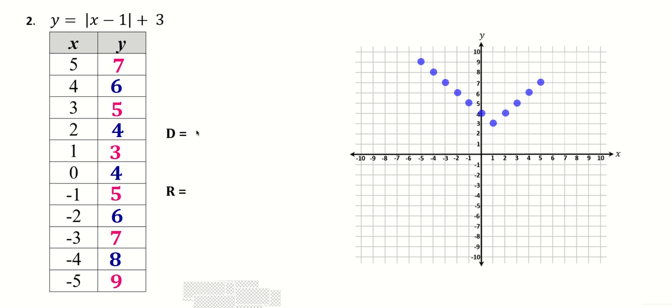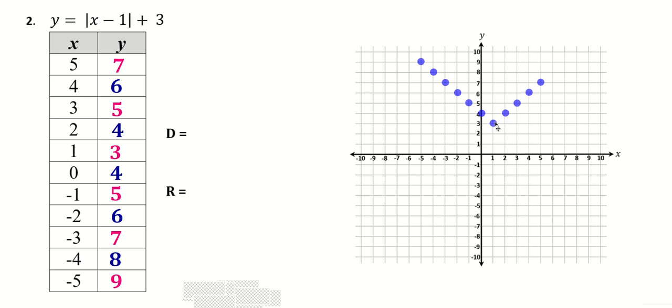But look, again, for domain, is there anything stopping you from plugging in anything you want for x? No. The domain is going to go left forever. So the domain, once again, is all real numbers, negative infinity to infinity. The range is going to be like 3 and up.